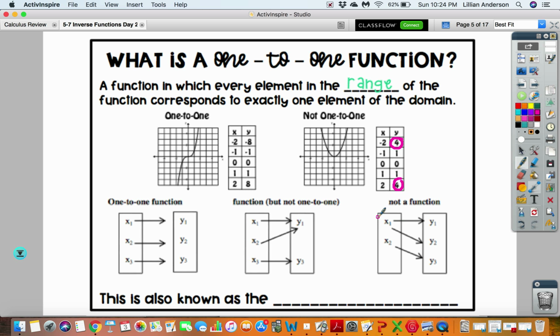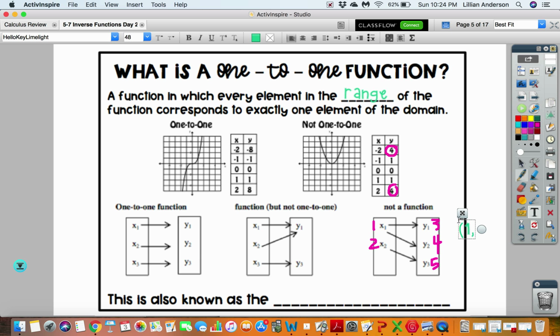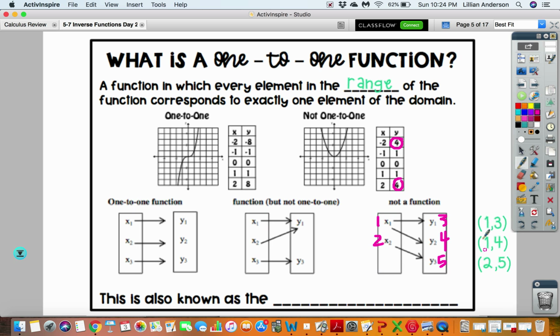These basically correspond to numbers. So if this is 1 and this is 2, and this is 3, 4, and 5, these basically represent coordinates. They represent the coordinates (1, 3), (1, 4), and then (2, 5). So mapping diagrams are nothing but different ways to represent ordered pairs. And as you can see, when I write it like this, yes, our x's repeat, which cannot happen, which means it's not a function. Now, some of you might say, well, it's not a function, but it's one-to-one.